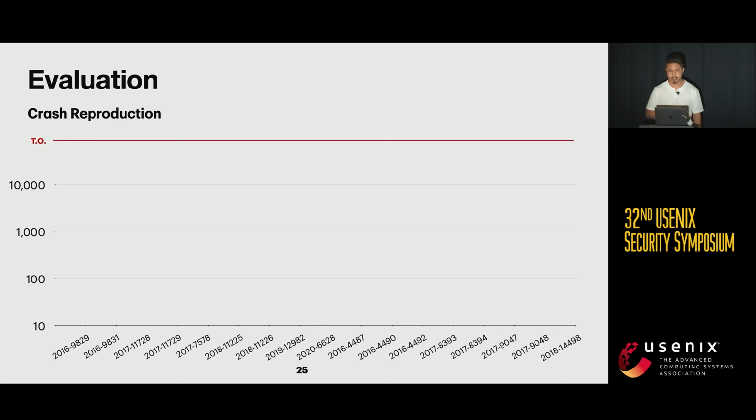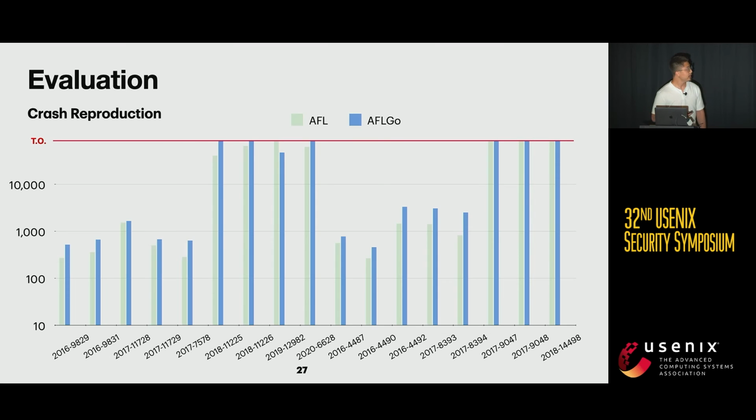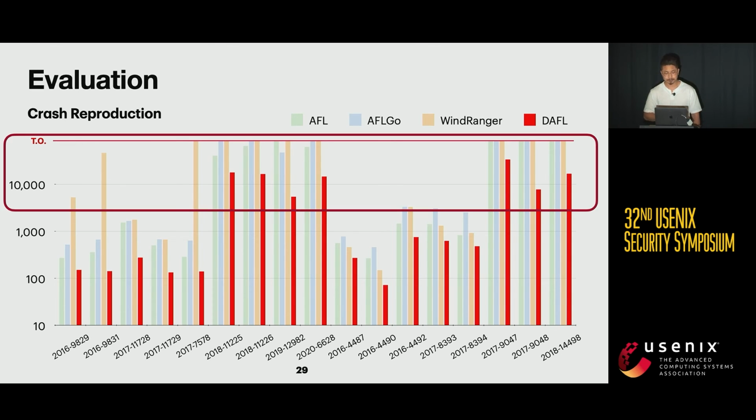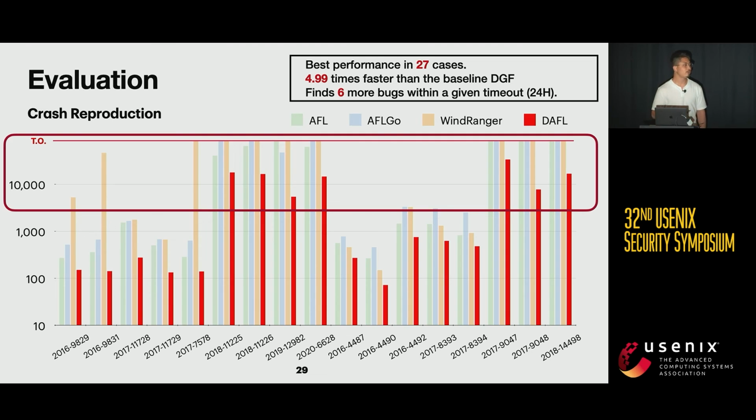And here's the results. On the x-axis, we plotted the target CVEs, and on the y-axis, we plotted the time to reproduce the target bug in seconds. And note that the y-axis is plotted in log scale. So we have the results of AFL, AFLGo, WindRanger, and finally, DAFL. Now, it is clear that DAFL outperforms the other fuzzers, and especially when most of the other fuzzers resulted in timeout, DAFL could successfully identify and reproduce the target bugs. Overall, DAFL best performed in 27 cases. It was almost 5 times faster and found 6 more bugs within the given timeout.